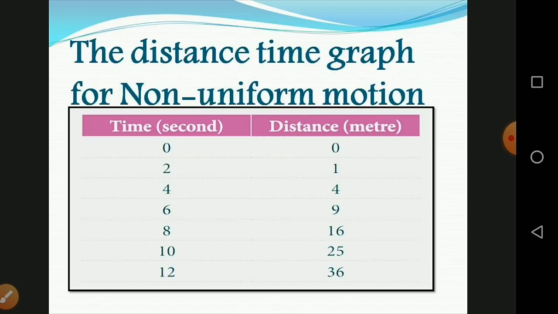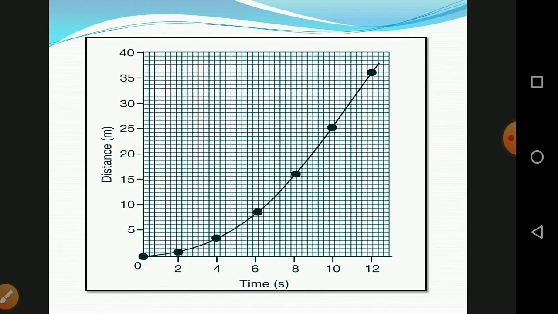If we plot a graph between distance traveled and the time taken, it would be as shown in the figure. You see the figure: the distance-time graph for non-uniform motion. Note that the graph is not a straight line as we got in the case of uniform motion. This shows the non-linear variation of the distance traveled by a car with time. The graph represents motion with non-uniform speed.